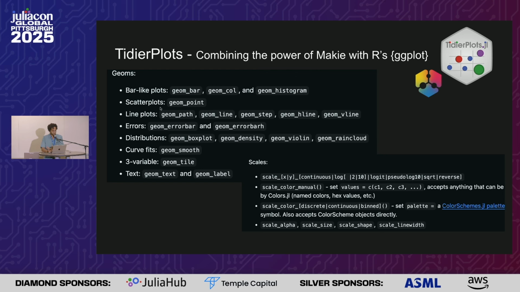So it has a lot of geoms supported already. You can do bar-like plots, scatter plots, lines, error distributions. You have all these different scales available to you. You can easily leverage ColorSchemes.jl palettes. And as a quick sidestep here, if you're interested in contributing, I think geoms are a really nice way to dip your toes in. Randy has an open issue on the TidierPlots GitHub that you can jump into. It's a nice self-contained project, and we would love some new contributors as well.